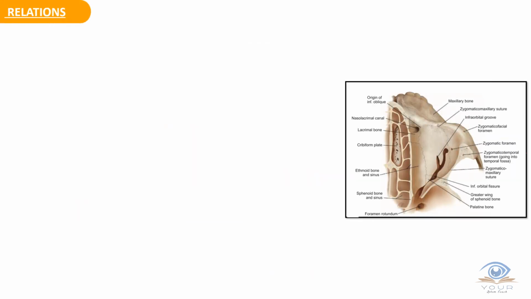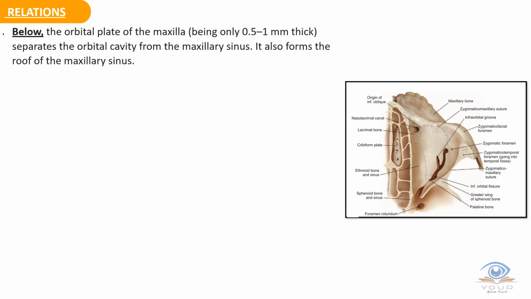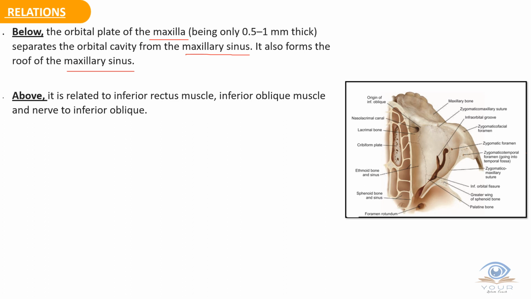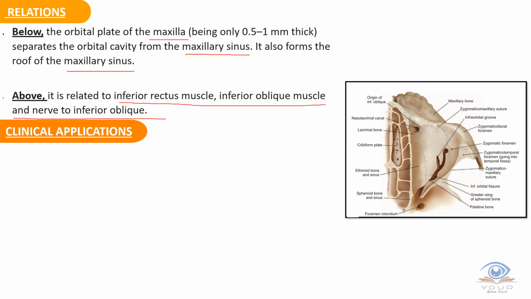Now coming to the relations, below there is the orbital plate of the maxilla, which is around 0.5 to 1 mm thick. It separates the orbital cavity from the maxillary sinus. It also forms the roof of the maxillary sinus. Above, it is related to the inferior rectus muscle, the inferior oblique muscle, and the nerve to the inferior oblique.